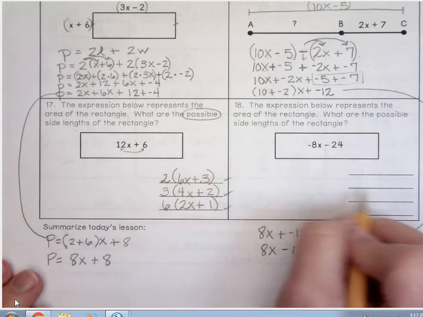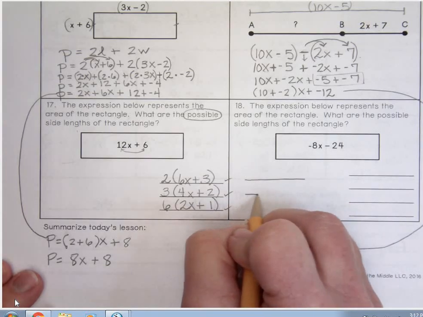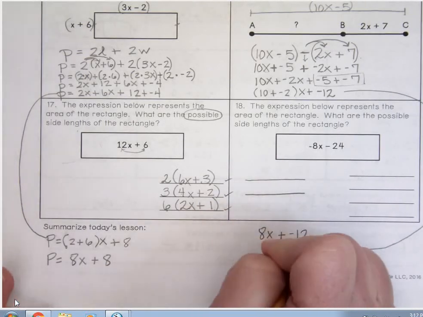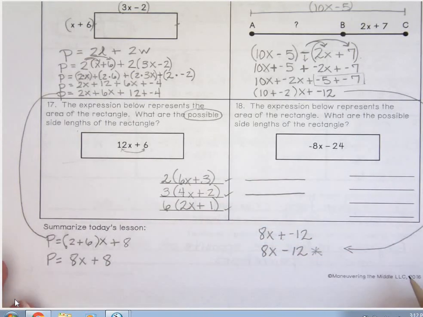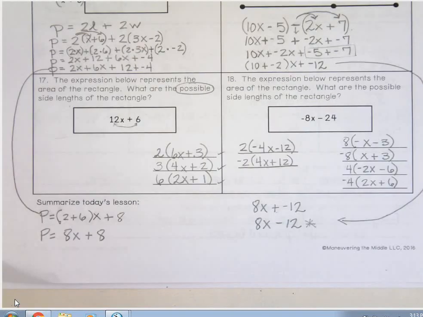On number 18, there are 4 blanks, but I'm going to ask you to draw 2 more because there are actually 6 possible side lengths. Pause the video, find all 6. Check your paper in the video when you are done.